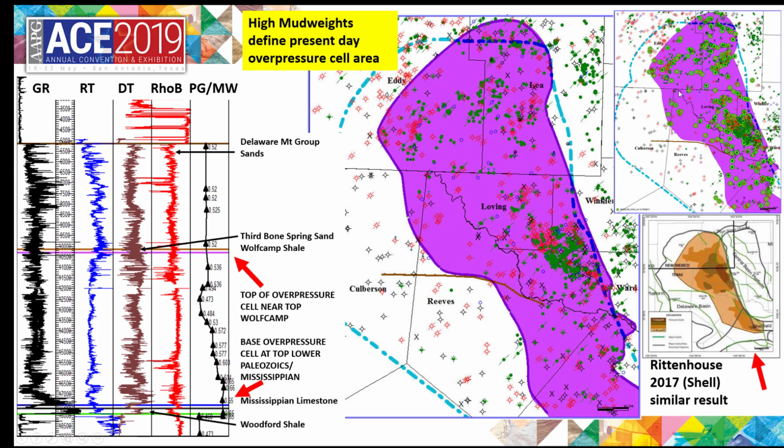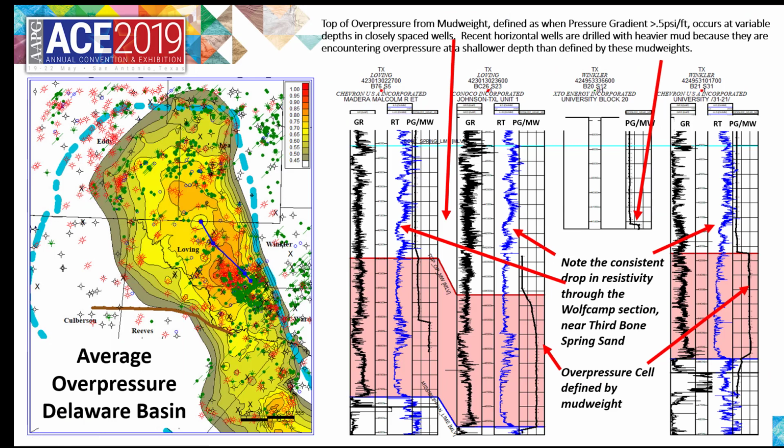And this map is not a surprise. Anybody that's looked at the mud weights out in the Delaware Basin, this is virtually identical to a map that was published in 2017 by Shell. Rittenhouse wrote this paper here. So that's a very useful database that we have.